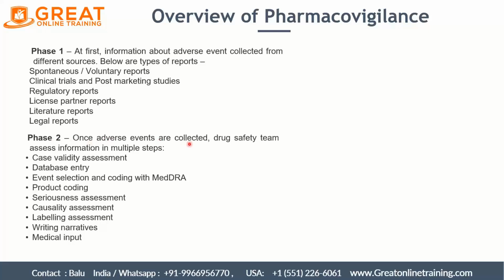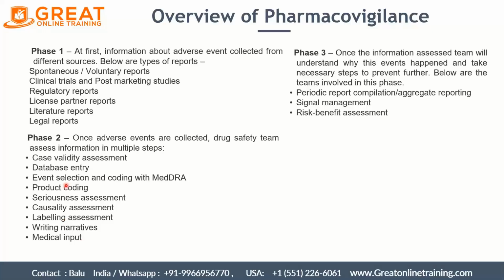So once these adverse events are collected, the drug safety team will assess the information in multiple steps, like the case validity assessment, database entry, event selection and coding with MedDRA, product coding, seriousness assessment, causality assessment, labeling assessment, writing the narrative, and providing medical input. So these are the steps that are there in phase 2, and that is how the cases, the reports, are assessed.